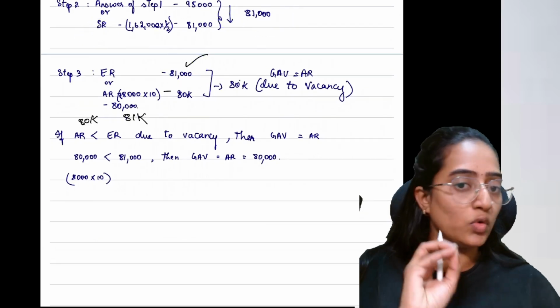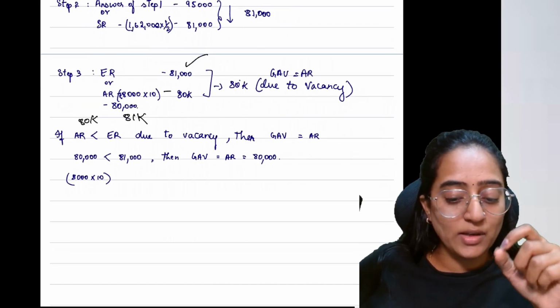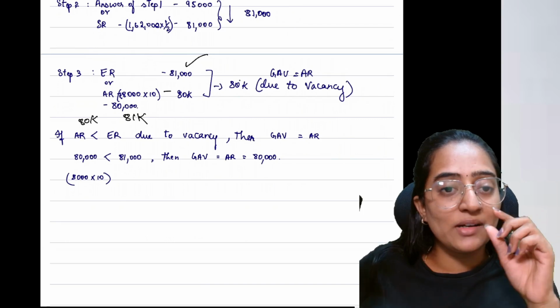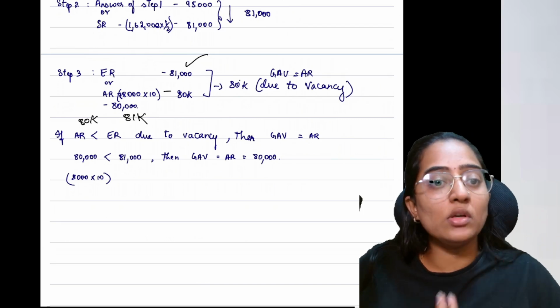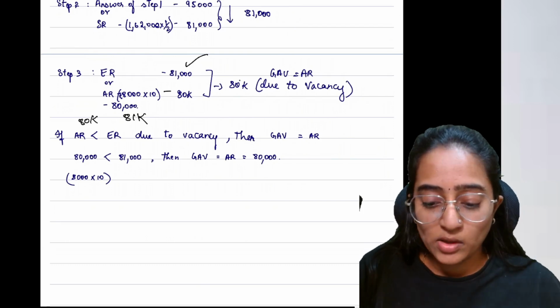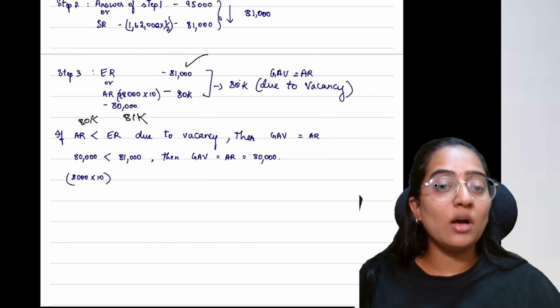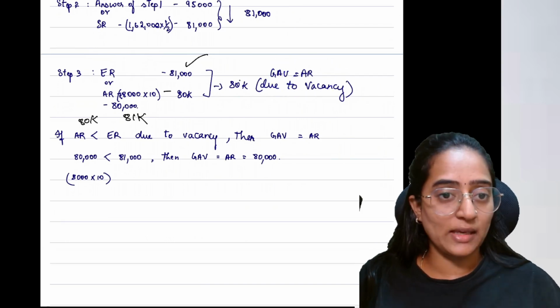81,000, now you have to give it a little pause, because the actual rent, whatever you are calculating, there is some reduction in the actual rent. For what reason? Because of the vacancy. See, your GAV is greater than or equal to your actual rent if it is because of vacancy. There are certain provisions that you need to consider.